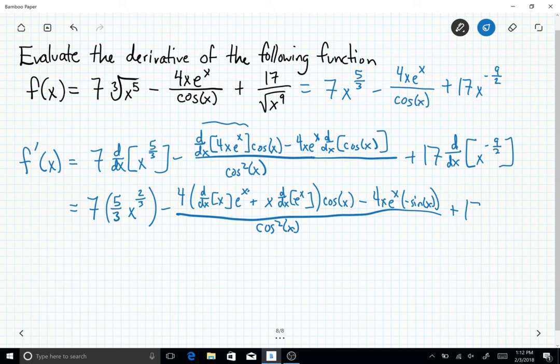Plus 17, you get x, oops, got a little ahead of myself there. So you're going to get negative 9/2. Pulling that down in front, x to the negative 9/2 minus 1, well that's negative 9/2 minus 2 over 2, so that makes negative 11 over 2.